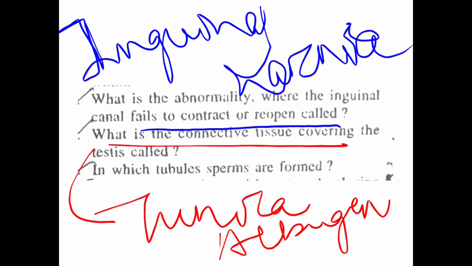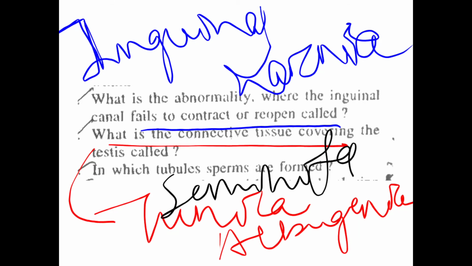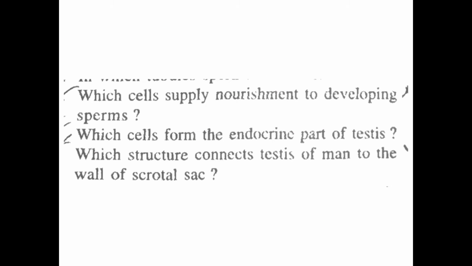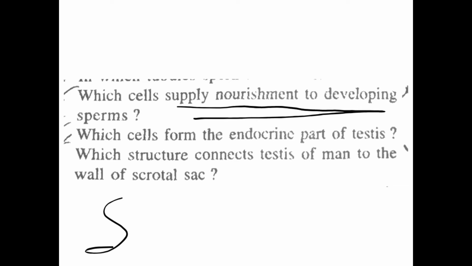Okay. In which tubules are sperms formed? That is the seminiferous tubule. Okay. Next. Which cell supplies nourishment to the developing sperm? That is the Sertoli cell.